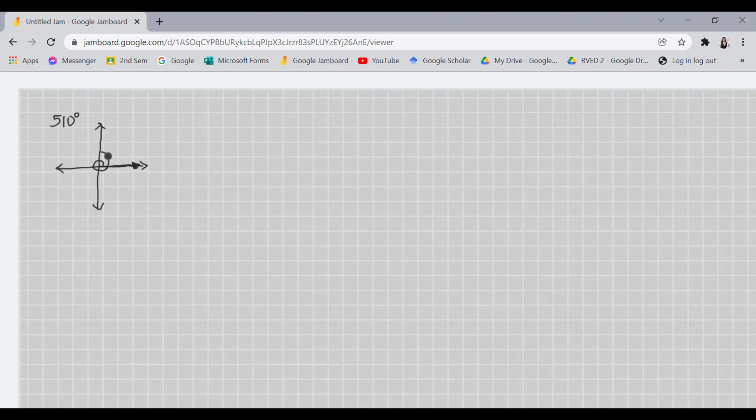So 510 is actually somewhere here. So this is your 510. This is where your arrow is pointed. This is 510 degrees. So remember, what you have to do is apply the concept of a right triangle in getting the trigonometric function for this angle. So we will draw a triangle here that probably looks like this.